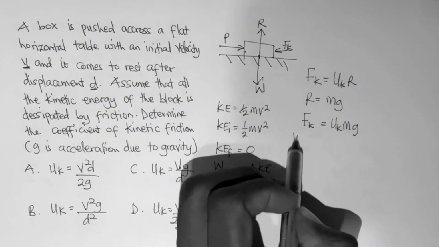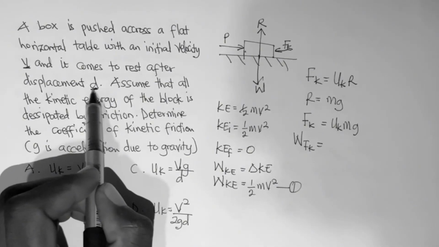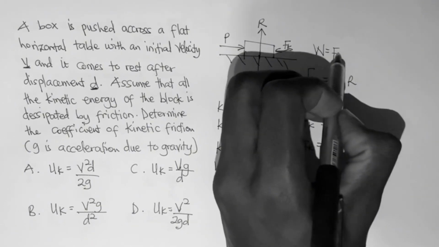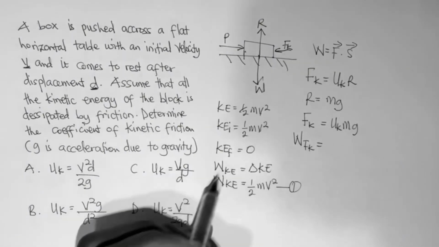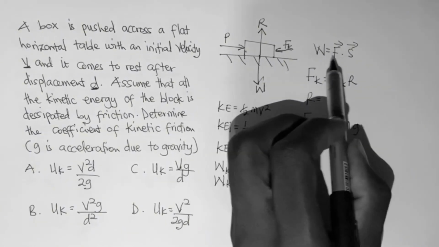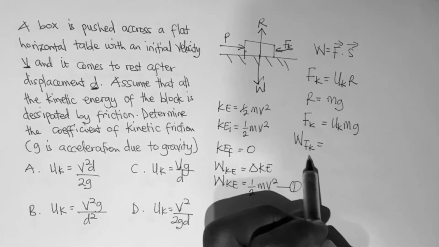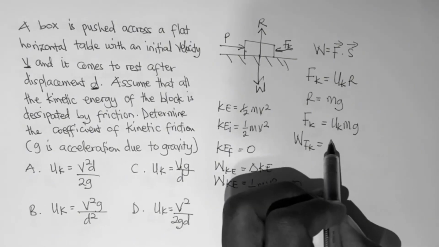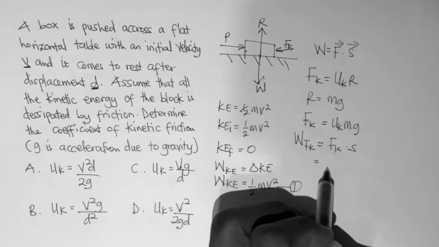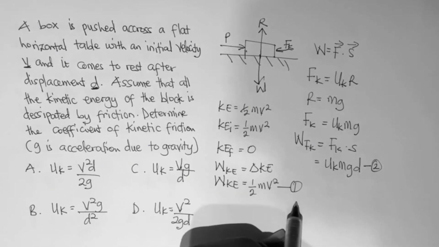Now, what is the work done due to kinetic friction? When the box moved, it made a displacement d. The concept of work done is equal to the dot product of the force vector and the displacement vector. But since it was moving in the horizontal direction, both the force and the displacement are in the same x direction. So the work done due to the kinetic friction is just the kinetic force times the displacement, and in this case the displacement was d. So it's going to give us mu k mg times d. Let's label this as equation 2.